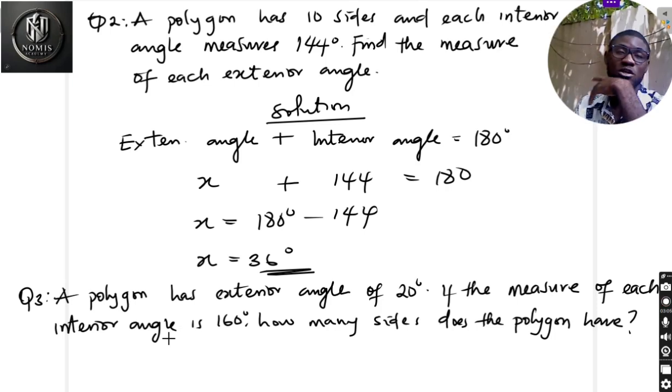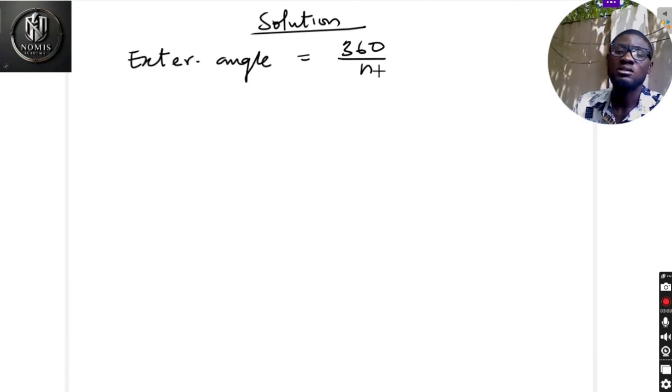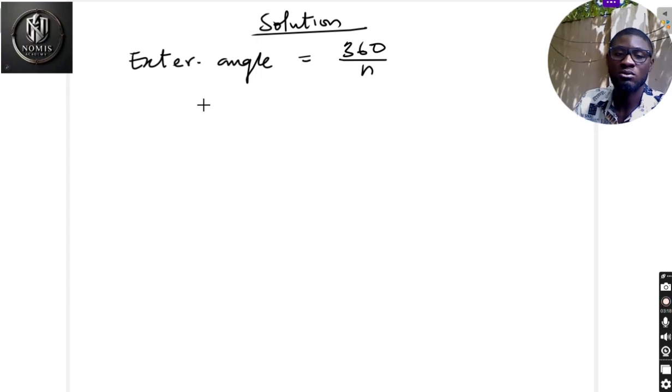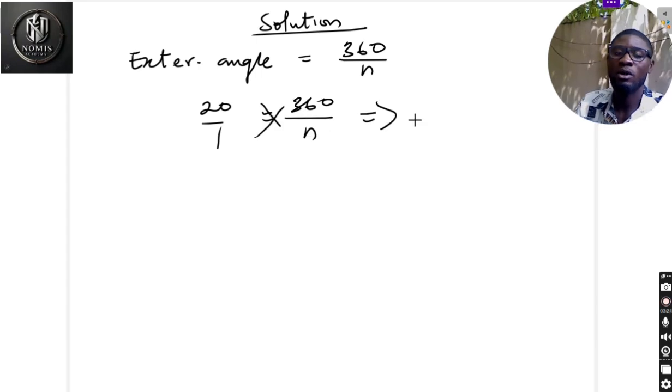So I can use the formula for exterior angle, and I can as well use the formula for interior angle. This is where sometimes your examiner gets to know that you copied, because if you think of using the exterior angle formula, another person may think of using the interior angle formula, and we are going to use the two and see if we have the same answer. Let's use exterior angle first. Exterior angle is 360 all over n. Since the exterior angle is 20, that's 20 over 1 equal to 360 divided by n. When we cross multiply, we have 20n equals 360.